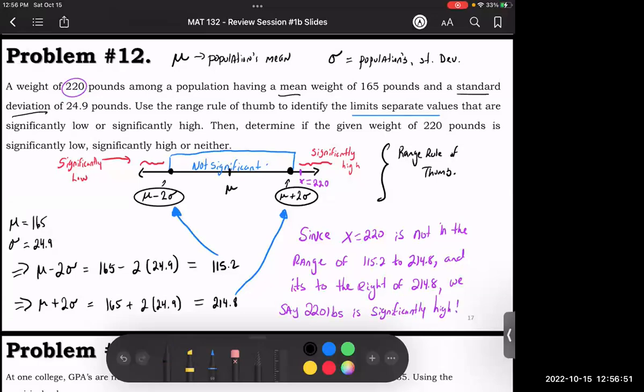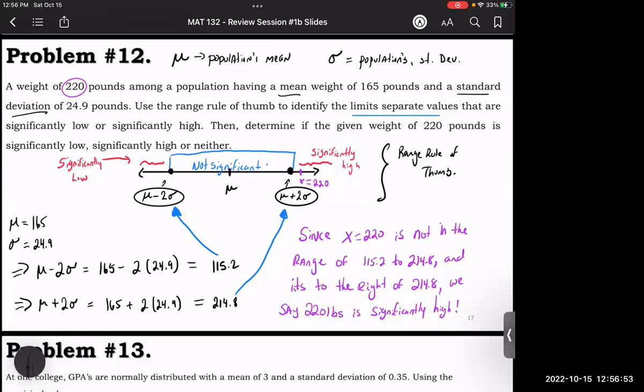And we're done. If I had a value like 200, 200 would have been not significant because it would have been somewhere where that blue box is located, where it says not significant. And if I had a number that's less than 115.2, then those values are significantly low.